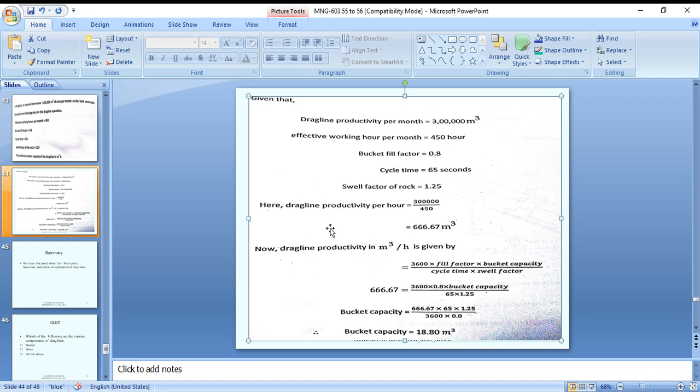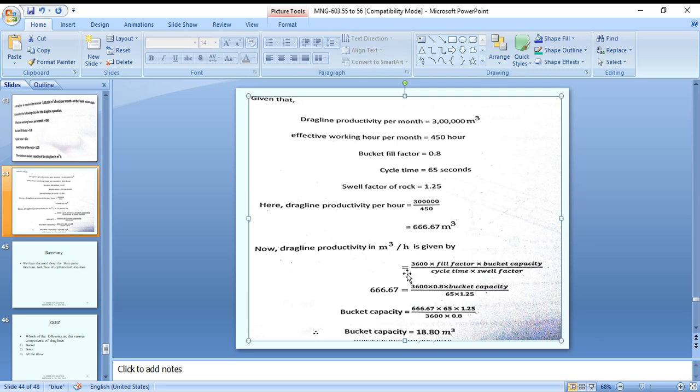Now coming to the dragline productivity per hour, how much the dragline will produce. We need the hourly capacity required, not the monthly production. So we divide by the monthly working hours, 450 hours: 3 lakhs divided by 450, we get 666.67 cubic meters per hour capacity of the dragline.